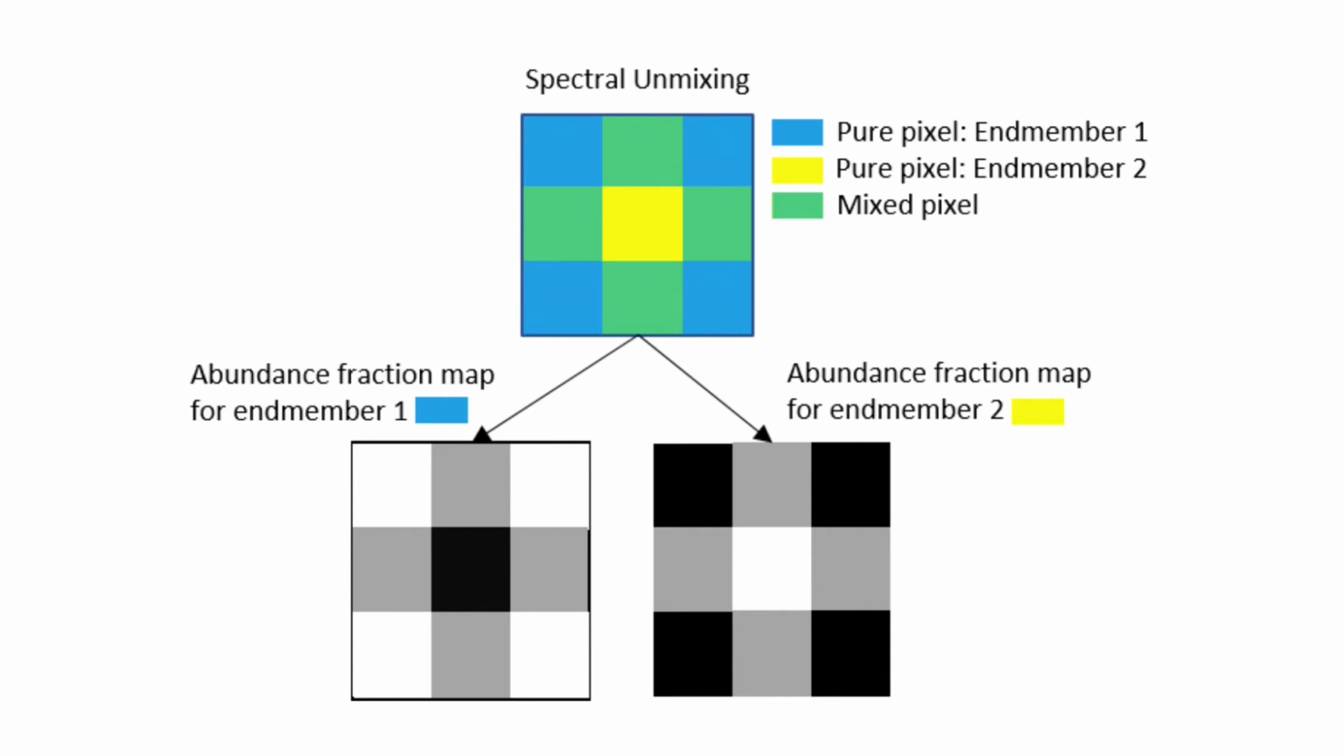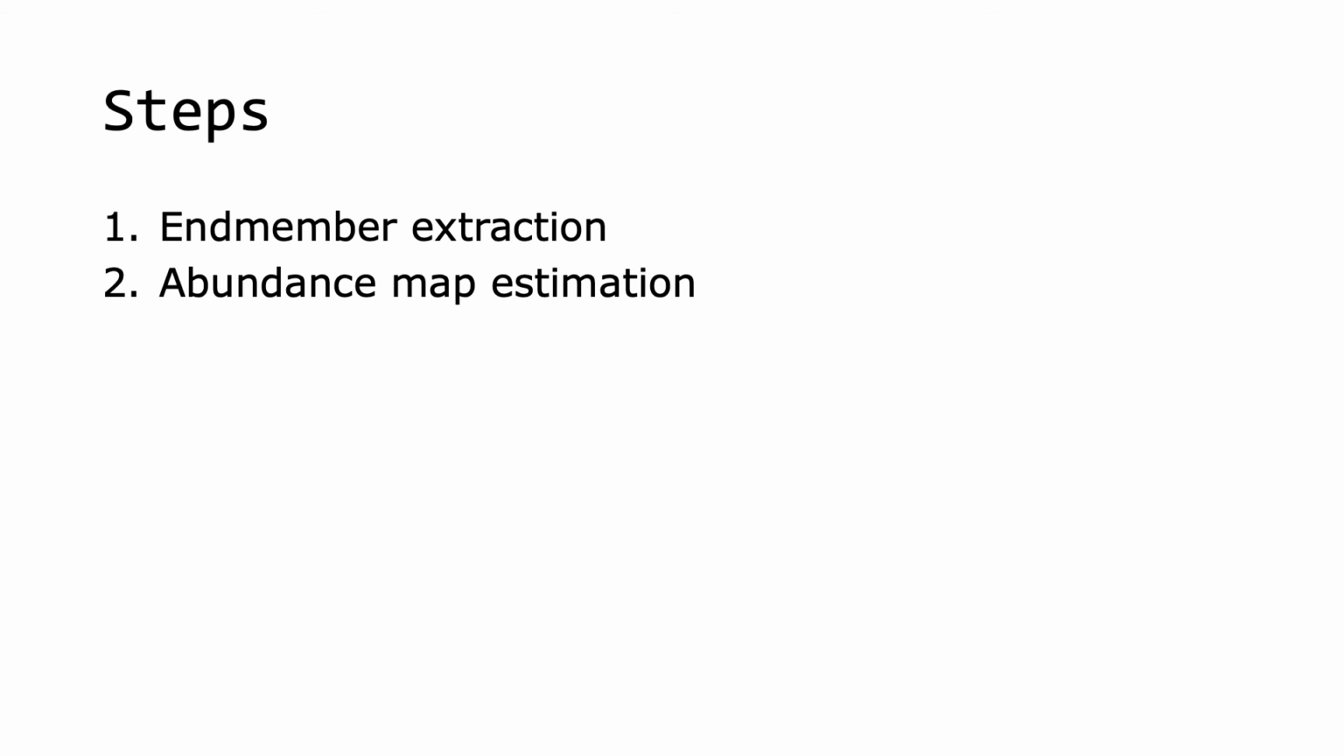In order to actually perform spectral unmixing, we want to decompose those mixed pixels into their constituent end members or pure pixels. In the case here, we have two end members, the blue being end member 1 and the yellow being end member 2, and we want to break them down into a mapping. There are two steps that we do to do that. The first is end member extraction, and the second is an abundance map estimation.